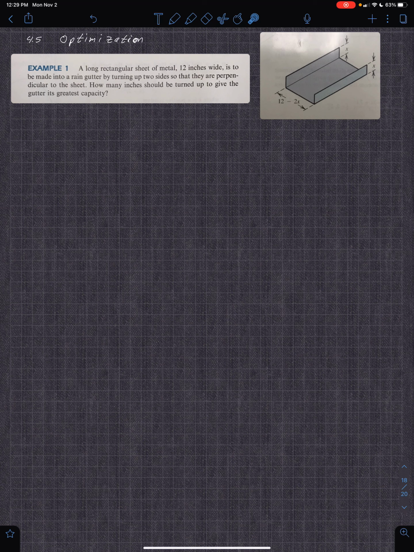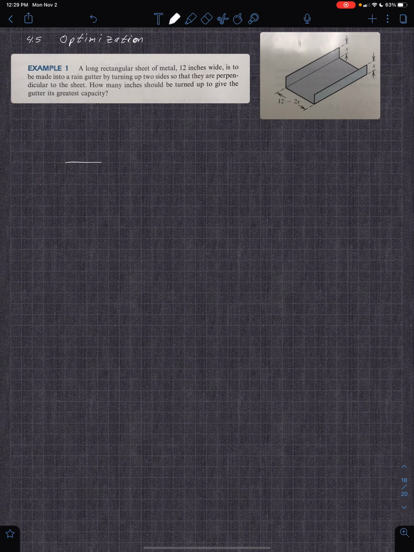So you could picture a sheet of something, and then you're going to bend it up right here and here, and bend it up so you create this trough, basically. How many inches should be turned up to give the gutter its greatest capacity? So we're looking at basically a cross section of that. So we want to think of it like this.